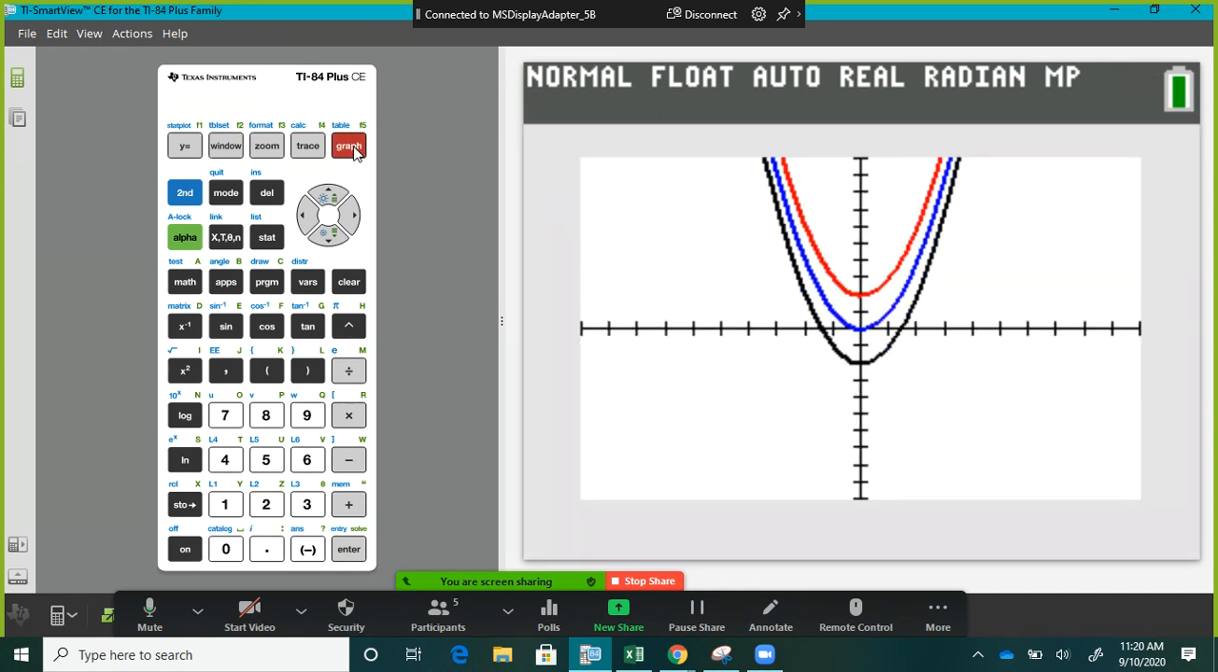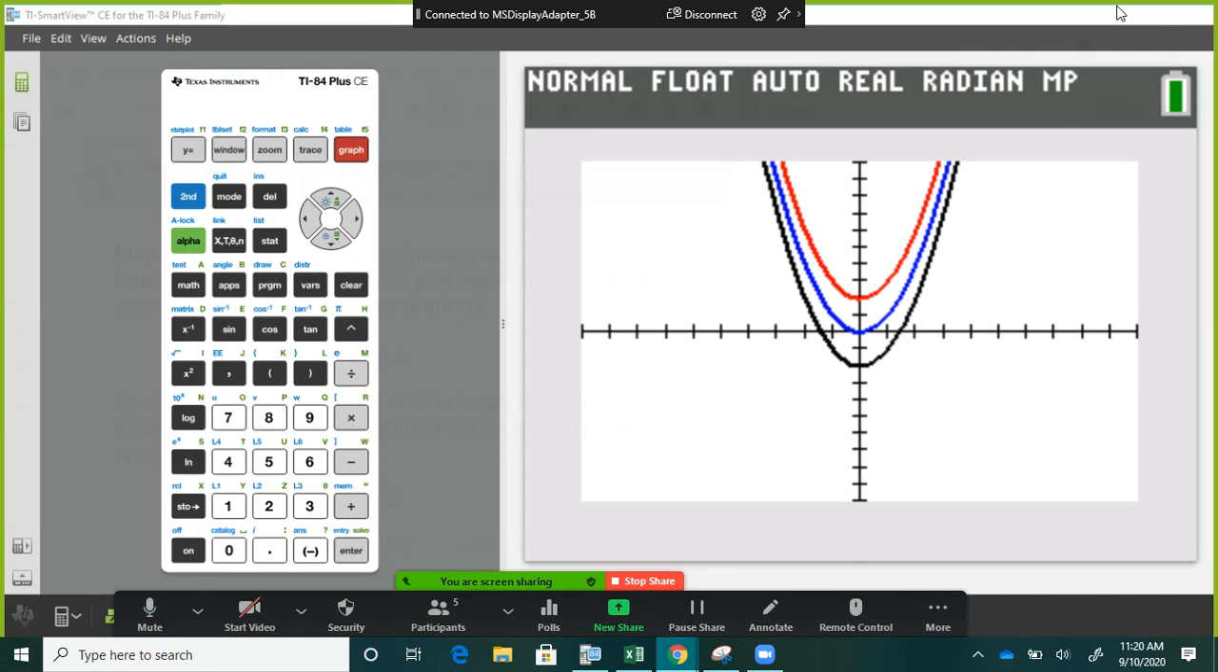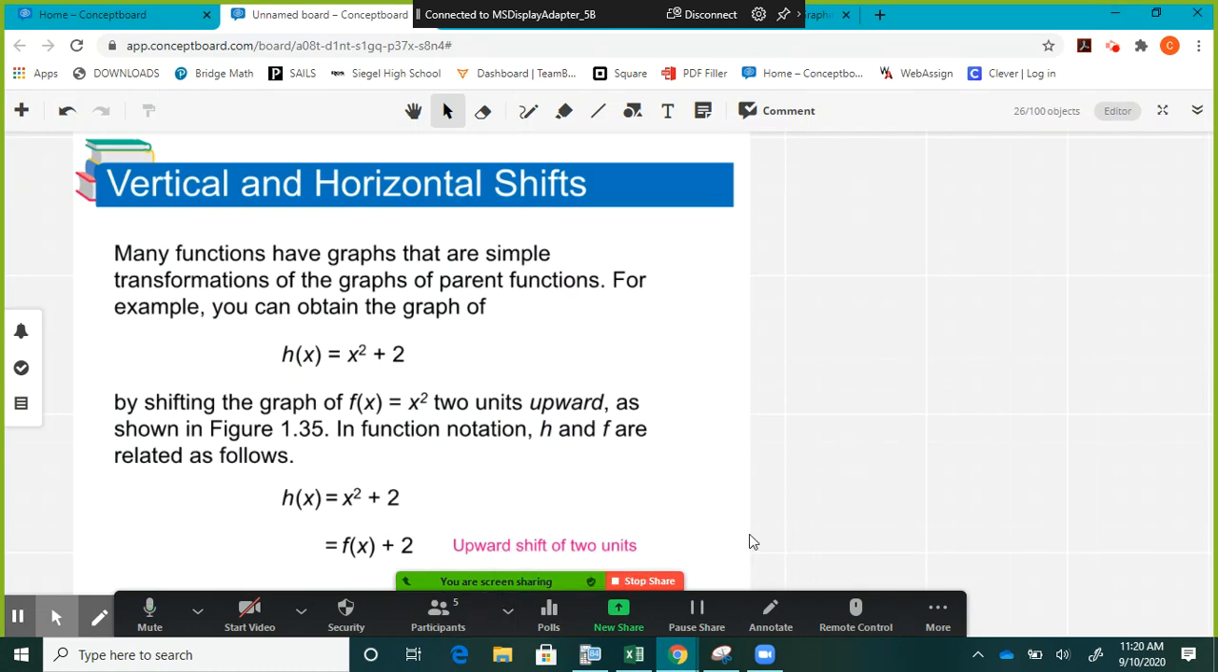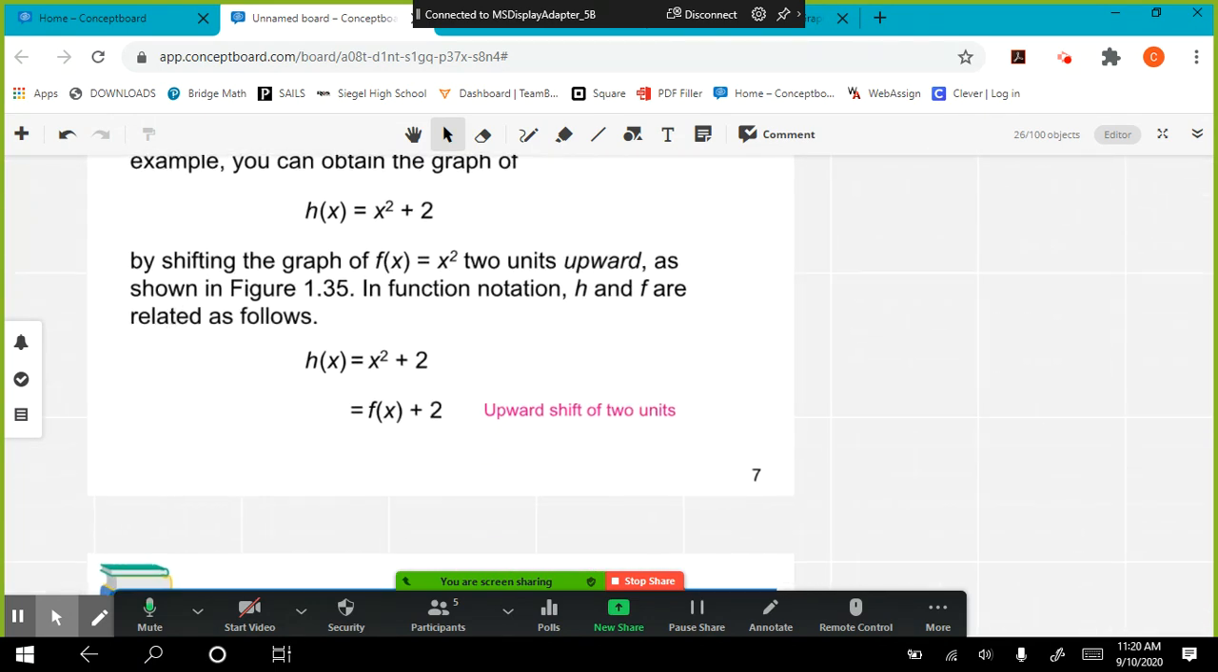Notice the parent function is in blue there in the center. If I subtracted 2 from it, it shifted everything down 2. If I had subtracted 5, it would have moved everything down 5 units. So it's a way we can get a quick idea of what this graph looks like, if we understand that adding or subtracting a number will shift it up or down. Okay, so that's all that's saying right there.